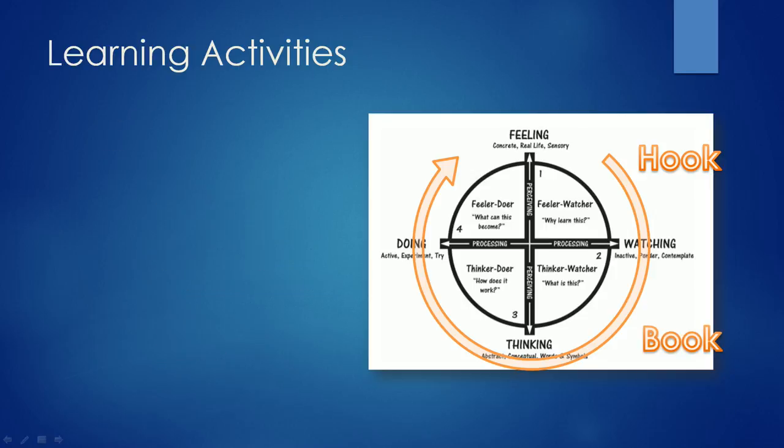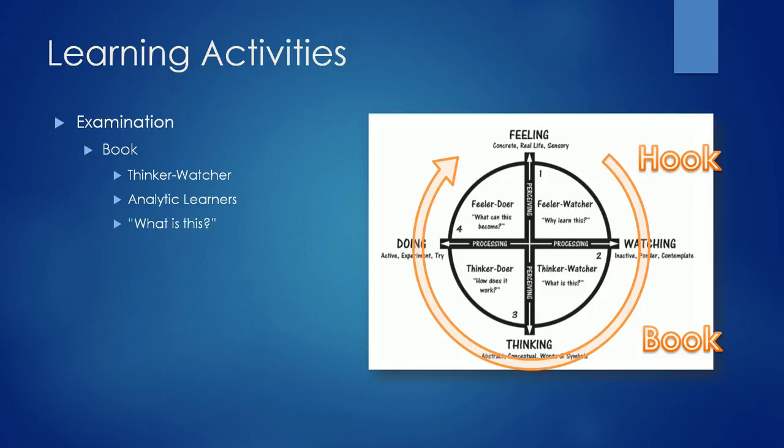So now we move from motivation into examination, and the examination starts with the book. Okay, so we're going to look at depth in the book. The book is of course for the thinker watcher, and if you remember from what McCarthy tells us, it's the analytical learners, as she calls them in the 4MAT system, the thinker watchers. Those are the scientists out there, right? And so they're asking the question, what is this? What's the essence of this thing? Teach this to me. I want to know what it is. And that is how you answer the question.